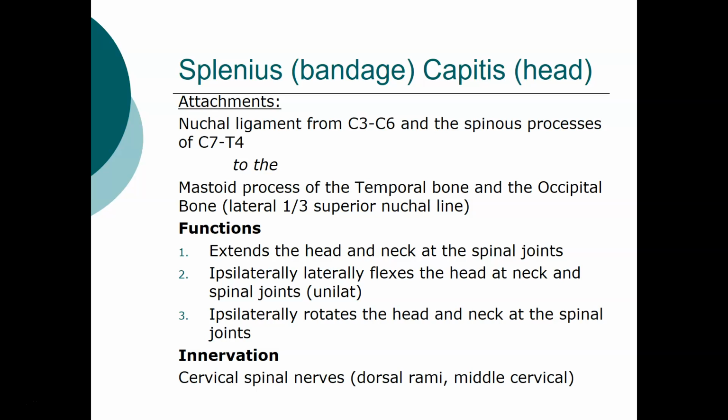Its functions, when working bilaterally, they extend the head and neck at the spinal joints. We do get ipsilateral lateral flexion of the head and neck at the spinal joints when working unilaterally. And it does also ipsilaterally rotate the head and neck at the spinal joints when working unilaterally. Its innervation is the cervical spinal nerves, the dorsal rami, middle cervical parts. So if we think of taking the cervical spine and dividing it into an upper, a middle, and a lower, this is the nerves arising from the middle cervical.